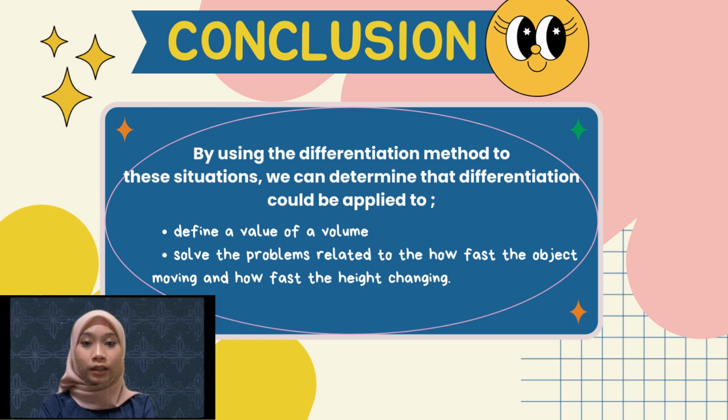Well, I think that is all we have for today. Now let me summarize what we talked about. By using the differentiation method in this situation, we can determine that differentiation could be applied to define the value of a volume, and solve problems related to how fast an object is moving and how the height is changing.